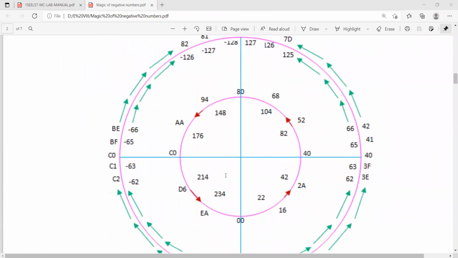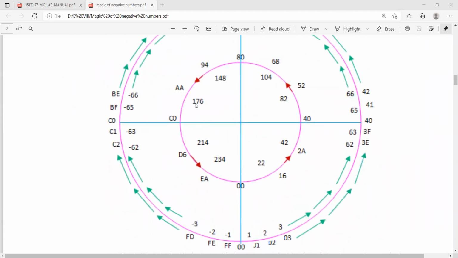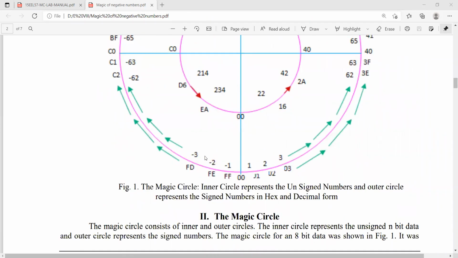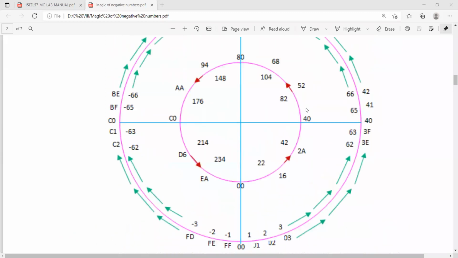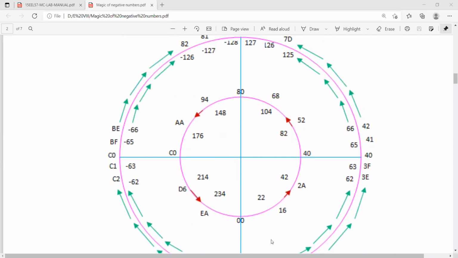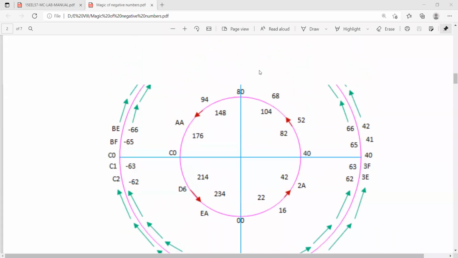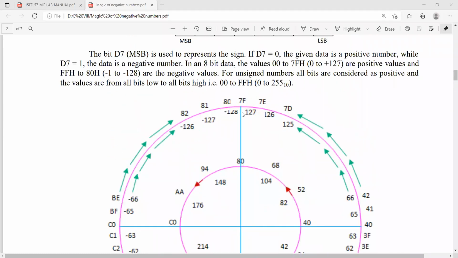So here it is a chart, showing whether it is a positive number or a negative number. If we are considering the positive, in this direction, for example, this is 0, then 0 to plus 127, moving like this. Later, it starts from minus 128, that is 80, after 7F.